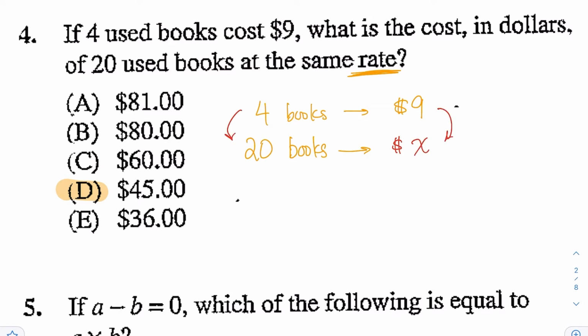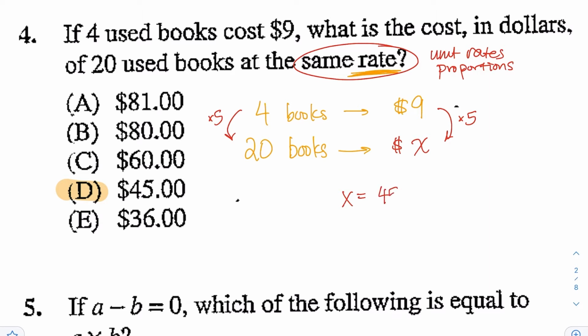So because we can use the same rate, we can just use unit rates here. We can also use proportions. But here, you know that 4 times 5 is equal to 20. So then you also have to multiply the other side by 5. And that means that X will be 9 times 5 or $45. And that's choice D.